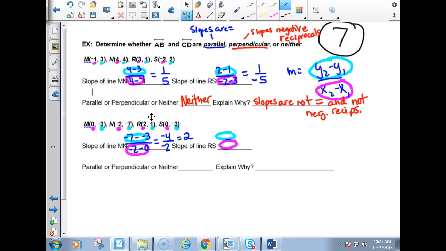Okay, for the slope of RS, start with the y's again, negative 3 minus 1. The x is 0 minus 2. Negative 3 minus 1 is negative 4. 0 minus 2 is negative 2, and when you divide negative 4 by negative 2 again, you get positive 2. So the slopes are the same number. So these lines that would pass through those points would be parallel. And that's because they have the same slope, or the slopes are equal.